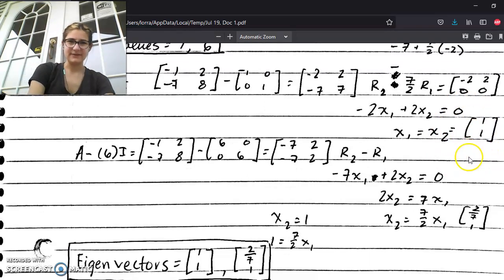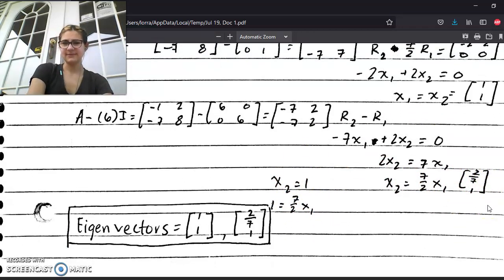So you have 1, 1 for the first one, and then once again I subtracted this time 6 for the lambda value to get that x2 is equal to 7 halves x1. So that means that, again, arbitrary values, I just put x2 is equal to 1. So x1 is equal to 2 over 7. And so that means that the eigenvectors are 1, 1, and 2 over 7, 1.